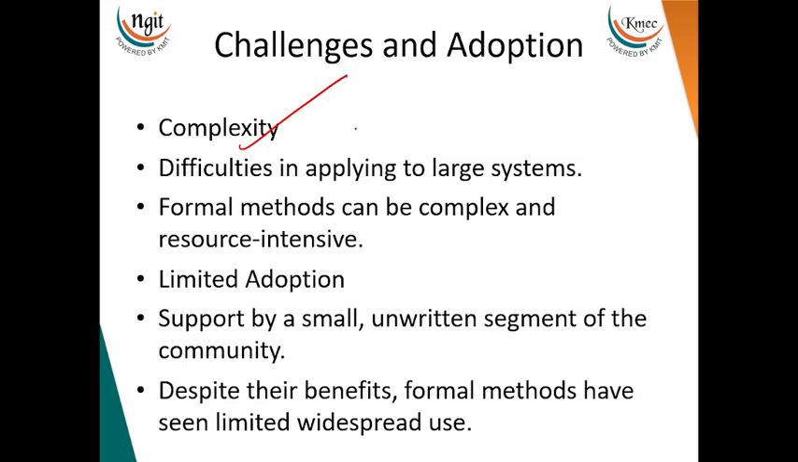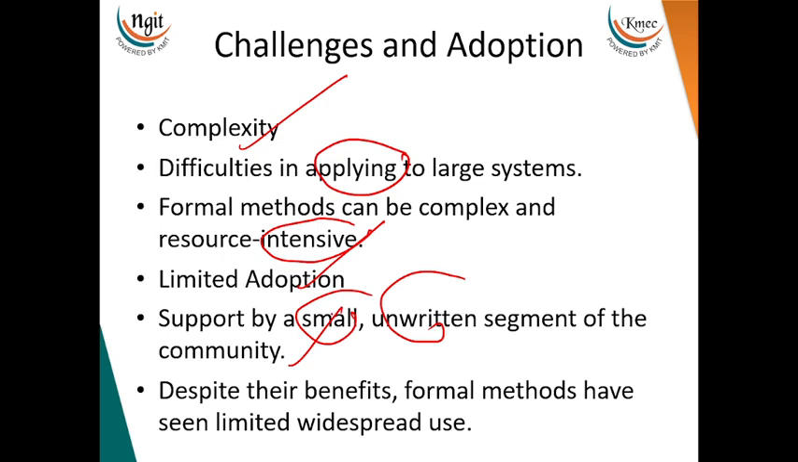These are the benefits. What are the challenges? It is complex and difficult to apply to large systems. Formal methods may be complex and resource intensive. Limited adoption: supported by a small segment of the community, and despite their benefits, formal methods have seen limited widespread use. So this is the formal method.